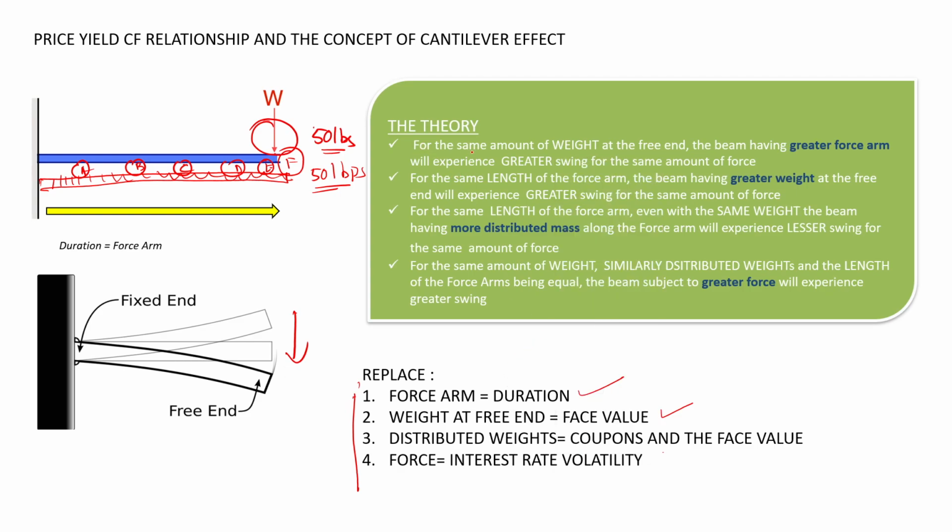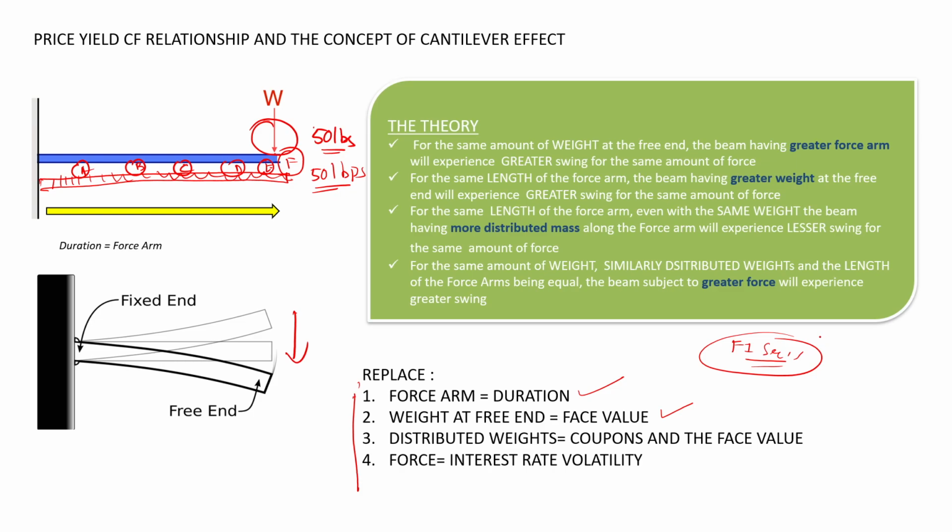So what is it? For the same amount of weight at the free end, the beam having the greater force arm will experience greater swing for the same amount of force. For the same length, the beam having greater weight at the free end will experience greater swing for the same amount of force. For the same length of the force arm, even with the same weight, the beam having more distributed mass along the force arm will experience lesser swing for the same amount of force. For the same amount of weight, similarly distributed weights and equal length of the force arm, the beam subject to greater force will experience greater swing. Okay, the same logic applies in your fixed income securities.